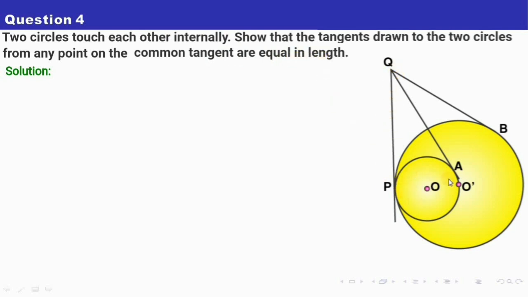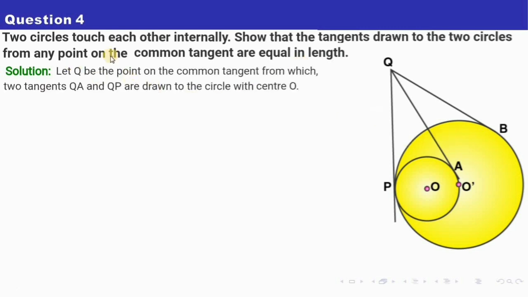So there is a small circle, a bigger circle, and the common tangent, the tangent which is common to both circles, is QP out here. From this point Q we have to draw two tangents, QA and QB, and we need to show that QA and QB are equal in length. That is what is written here: let Q be a point on the common tangent from which two tangents are drawn.